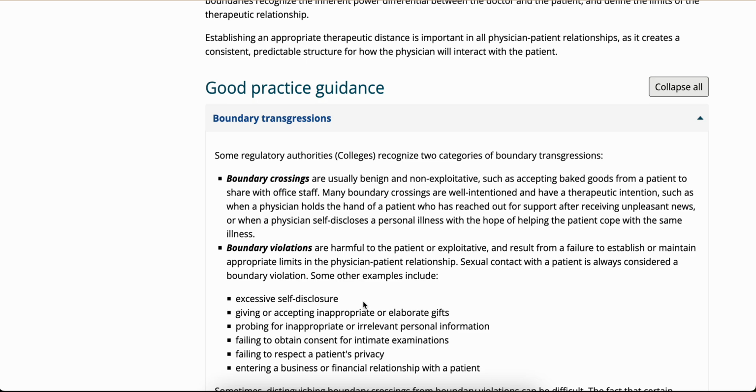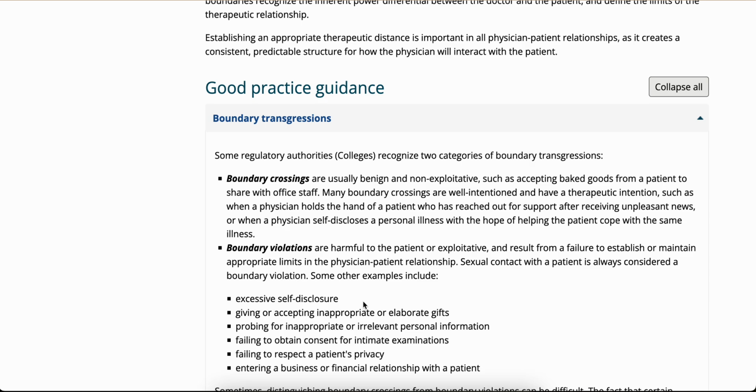Number 1 is boundary transgressions. Some regulatory authorities and colleges recognize 2 categories of boundary transgressions. As the word mentions, we are talking about where we are trying not to follow the provided rules. So let's suppose number 1 is the crossing, number 2 is the violation. Violation is very extreme, but with crossing, sometimes you unintentionally cross your boundary, and they are usually benign, not harmful to the patients, not harmful to you, but you need to make sure that you're not crossing over and over and over again with the same thing.